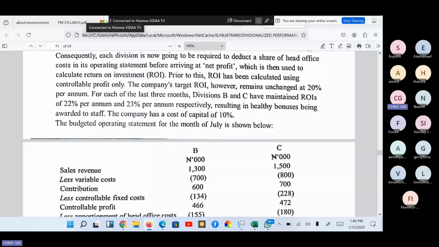Can you see sales? All figures suspended to 3 zeros. Sales, variable cost, contribution, controllable fixed cost, controllable profit, and so on, head office apportioned cost. And then you have divisional net asset. You have the net profit, 311. Look at the requirement. What are we asked to do first?